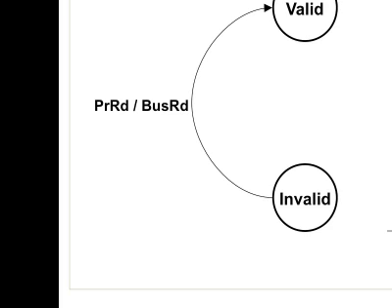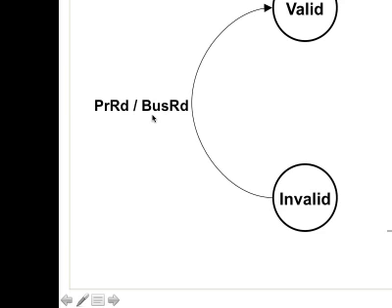The way we mark a transition is with a single-ended arrow from one state to another. In this case, we have an arrow from invalid to valid, and on this arrow we have a label: processor read / bus read. What this means is that the left part of this label is the operation observed.